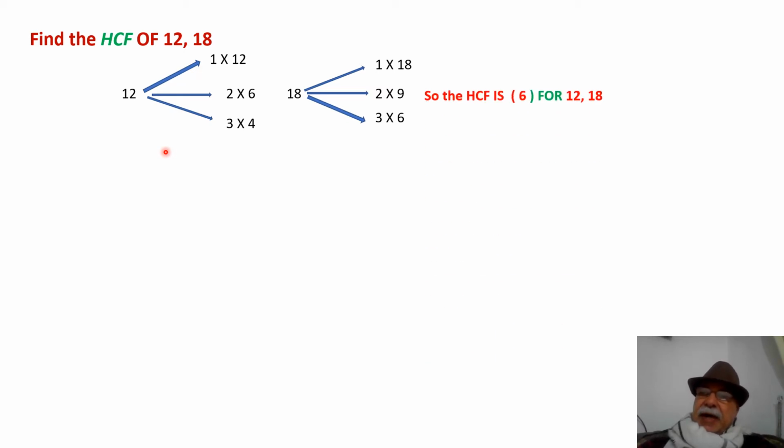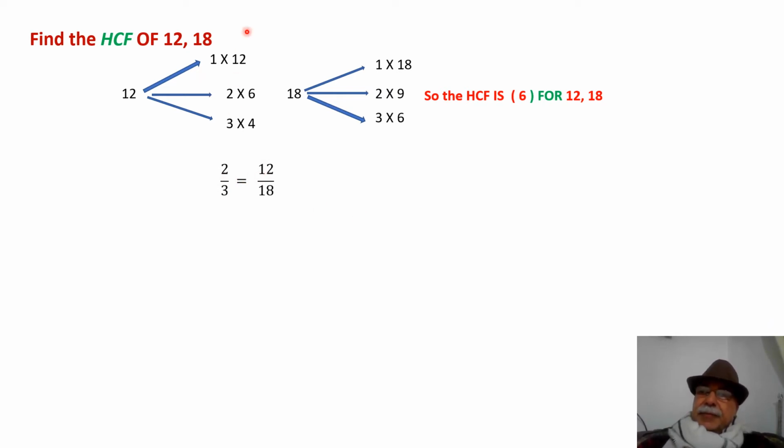So the high common factor is 6 for both numbers 12 and 18. Why? Because here is 6 and here is 6. That's why it is the high common factor. You see, it is common in each number. That's why I take this 6 as the high common factor.